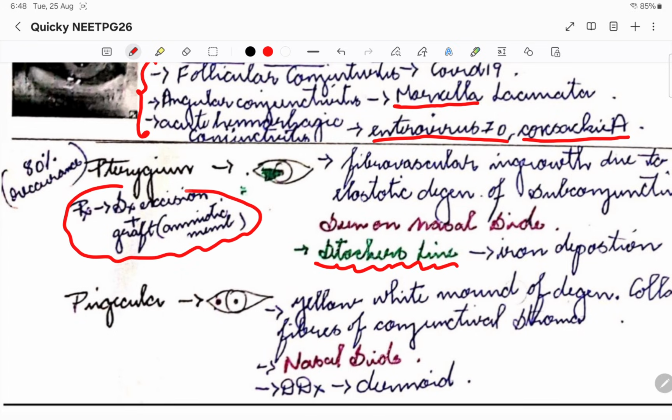The entire pterygium will be surgically excised, and if needed, a graft will be placed. The most common graft will be the amniotic membrane. So this is with respect to pterygium, and please remember there can be 80% recurrence. The pterygium has a high rate of recurrence.